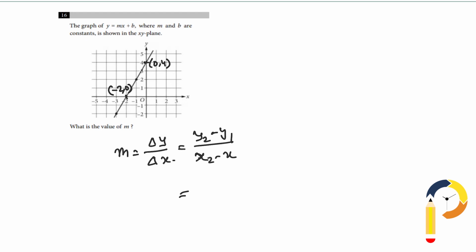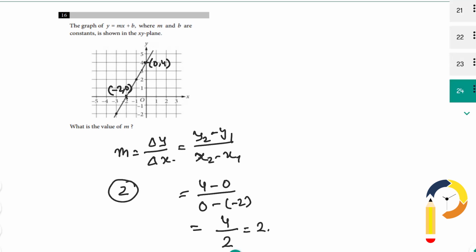So y2, you can take 4, minus y1, which is 0, and x2, you can take 0 minus negative 2. So this becomes 4 over negative 2, that becomes positive 2. So what is the slope of the line passing through these 2 points? That is 2, and that's the answer, right? So let's move to the next question.